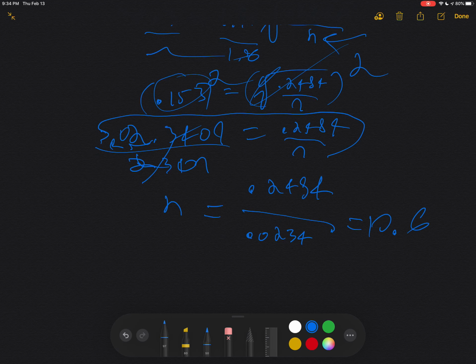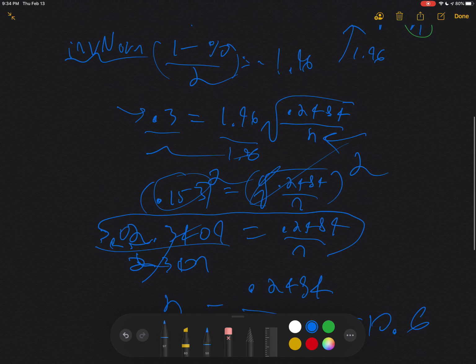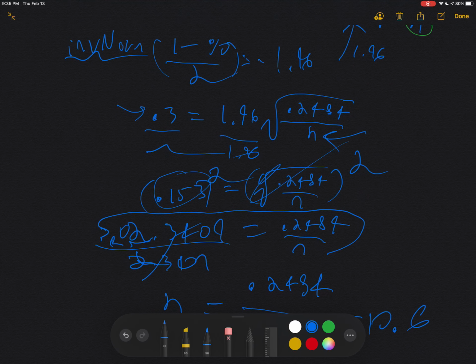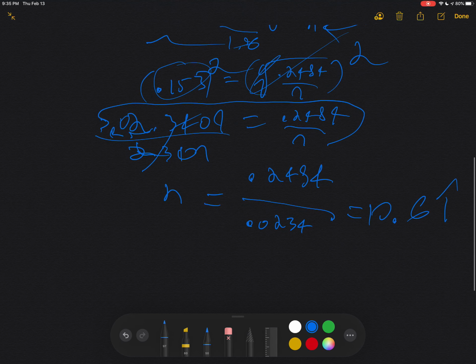And then you always need to round your n up, because if you round it down, it's going to produce a margin of error that is more than 0.3 when you divide by n. So rounding this up, we get n equals 11. So that would be our final answer.